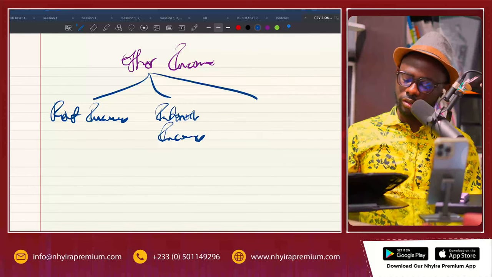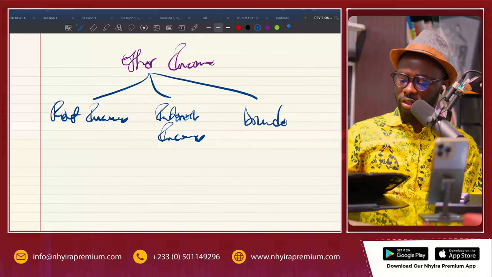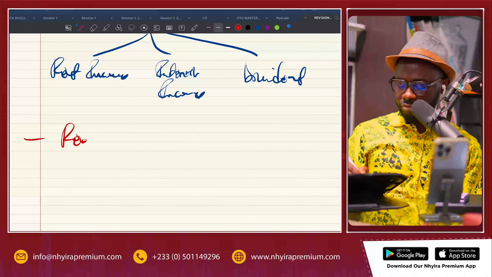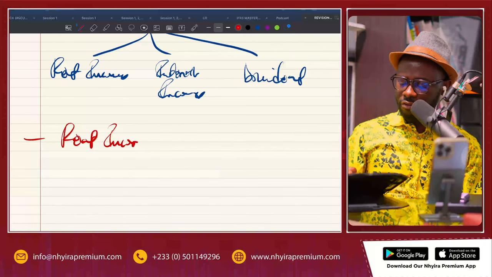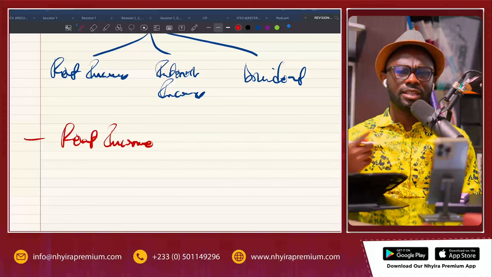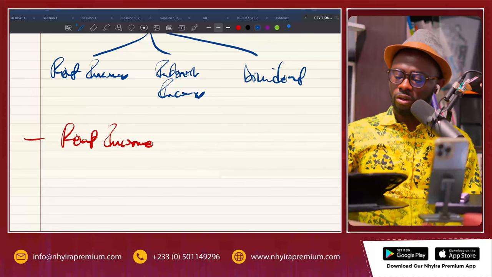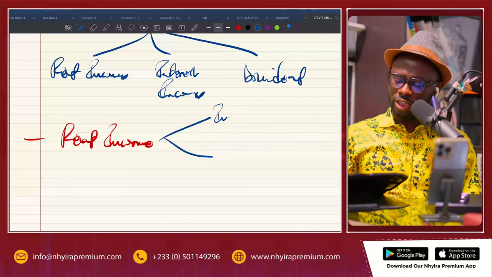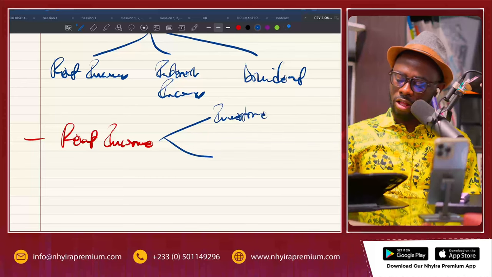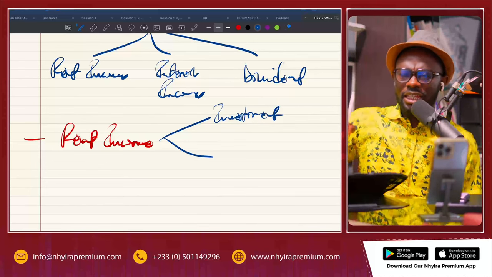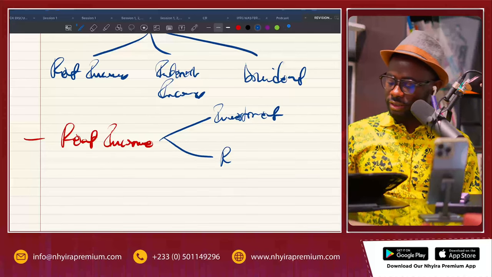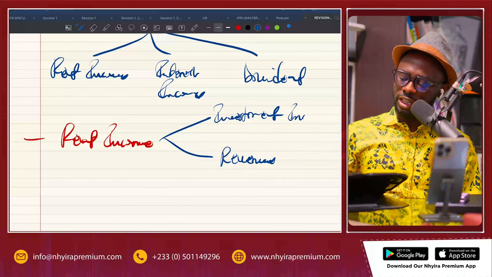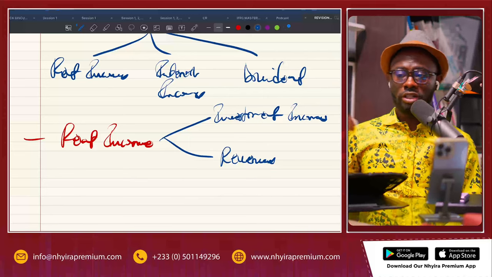Then I'm talking about what? Dividend. Okay, so let's look at it quickly. Rent income. When an entity receives rent income, its taxation depends on whether the entity is treating that as an investment or the entity is into rental businesses. Revenue. So are they treating it as an investment income or are they into it?